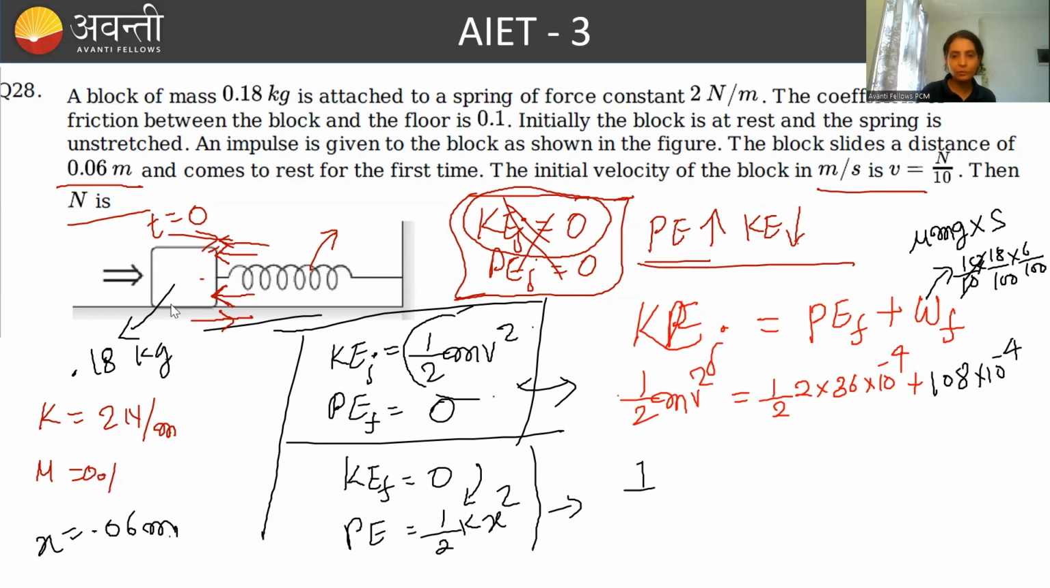So half mv square if you're going to solve, mass का value यहाँ भी अब आप put कर दो, and this is v square. This is equal to how much? 144 into 10 to the power minus 4.